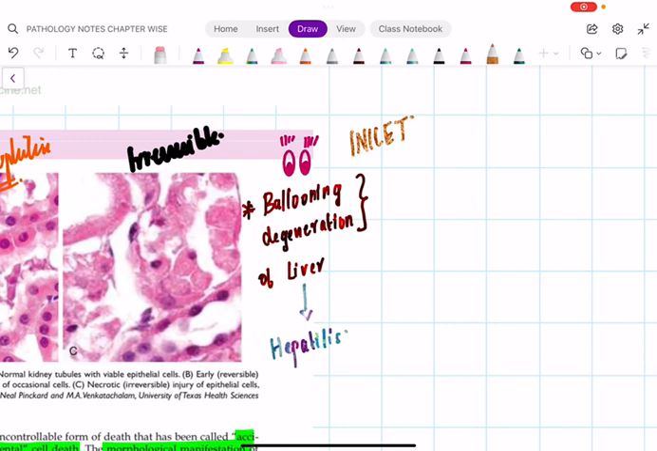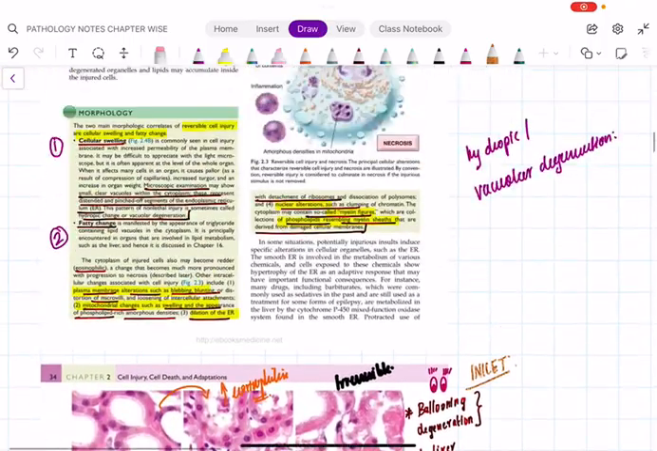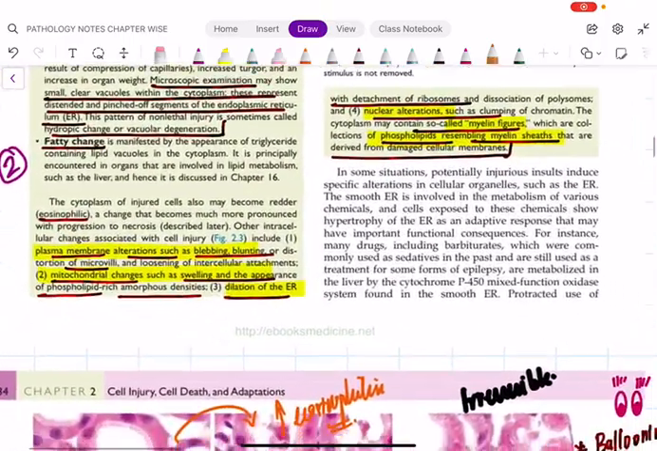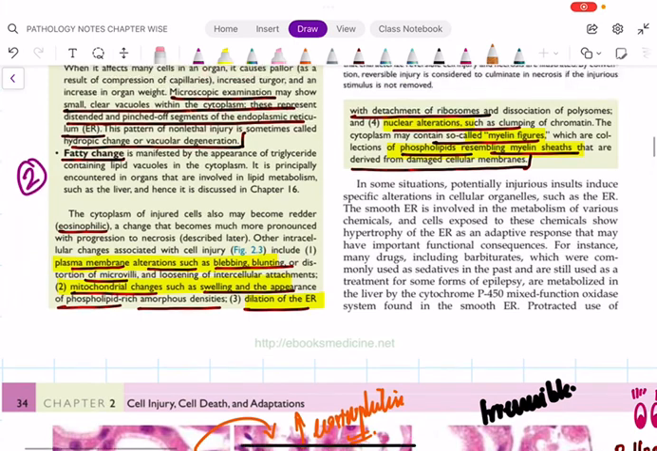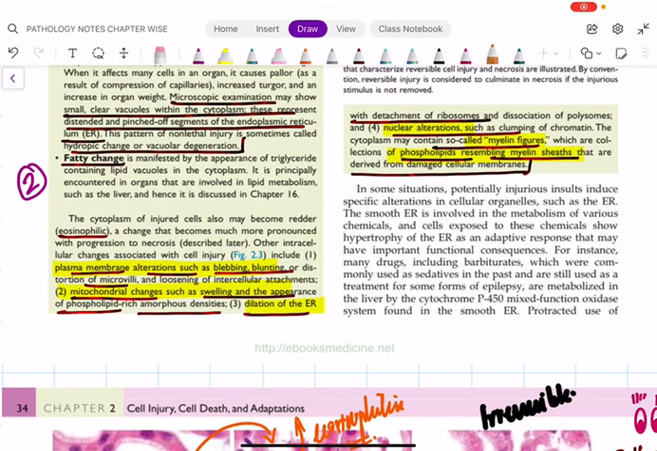That is a very, very important point I have to stress here. Focus for the INICET exam. That is the first change. Coming to the second change, that is nothing else but the fatty change. Fatty change means you will have a lot of lipid vacuoles within the cytoplasm. It's not present in all organs, mainly encountered in the liver.